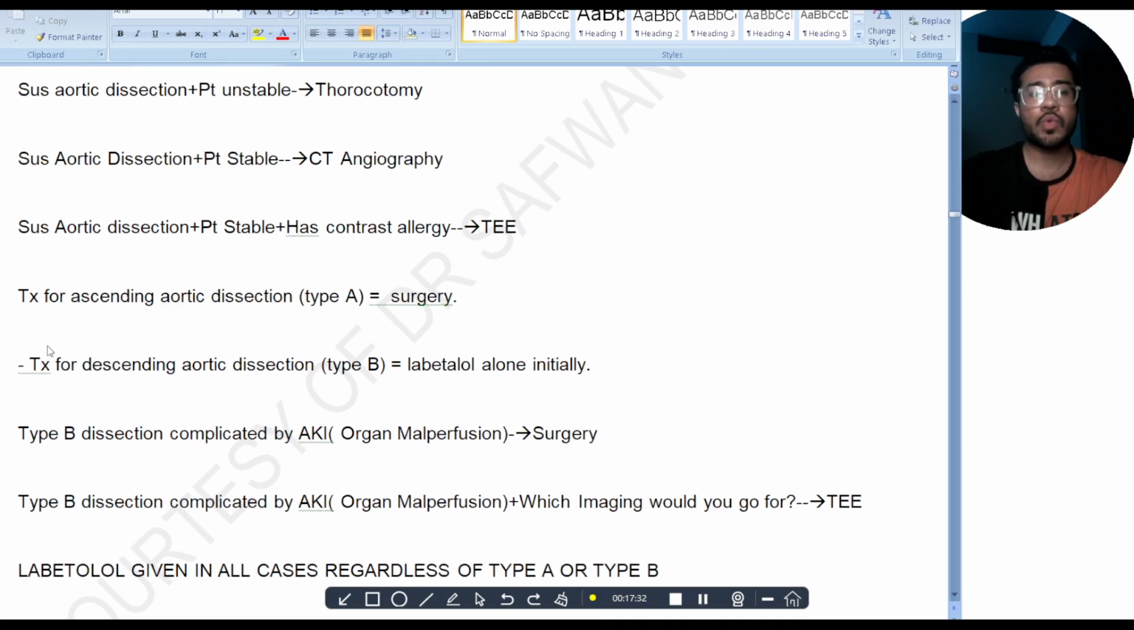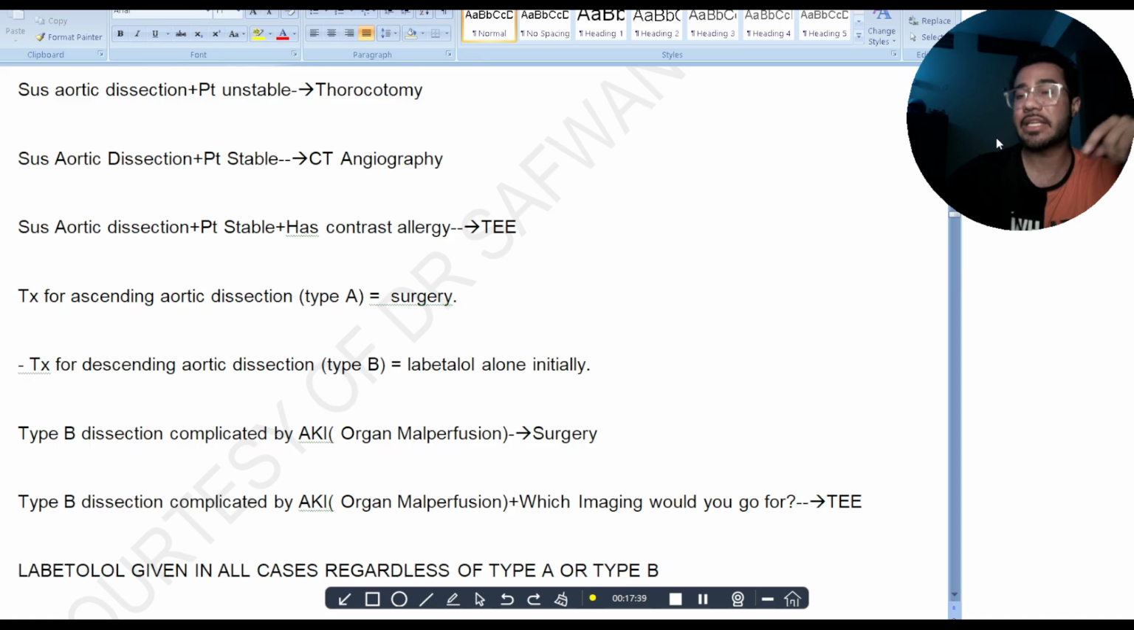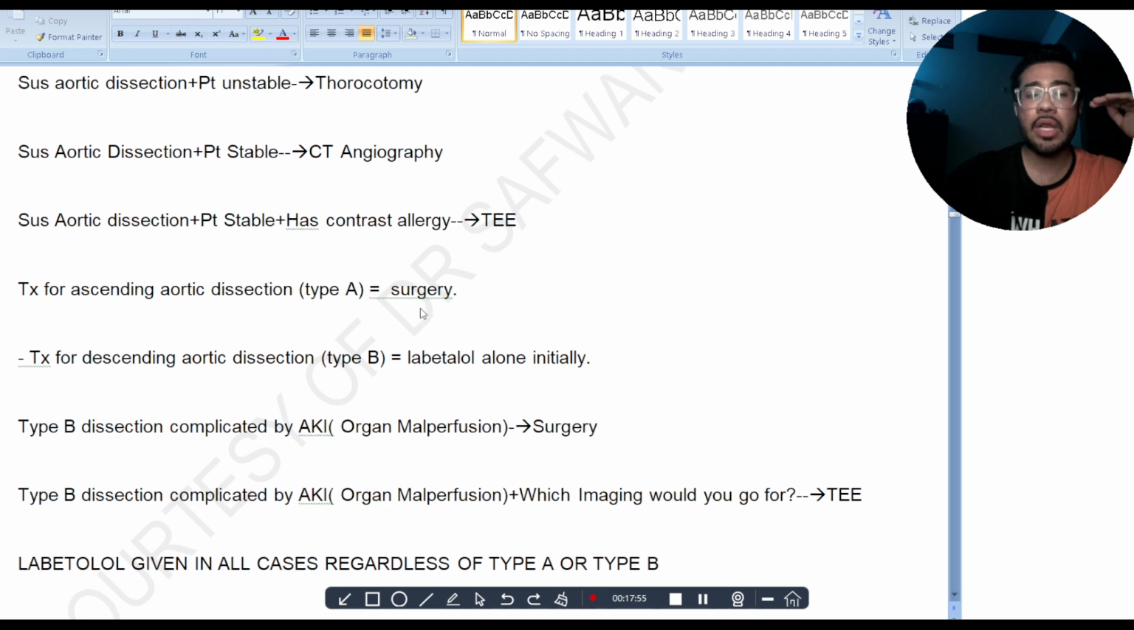Now let's move on to another scenario. Treatment for ascending aortic dissection. Just keep in mind, because ascending aortic dissection has a retrograde extension, it can cause tamponade, myocardial ischemia, and acute aortic regurgitation. It's more life-threatening. So when it comes to ascending aortic dissection, you're gonna do surgery. You're gonna give labetalol in all cases. I've written here, labetalol given in all cases regardless of type A or type B.